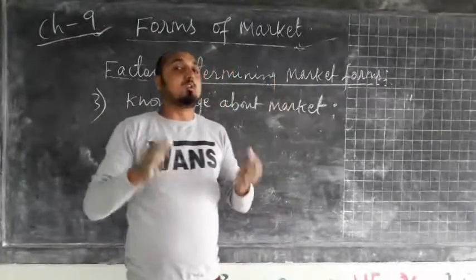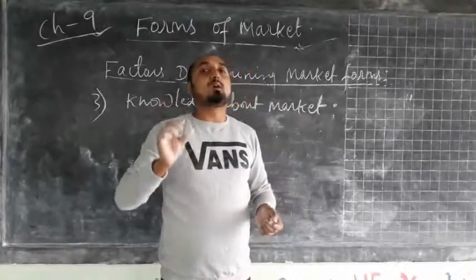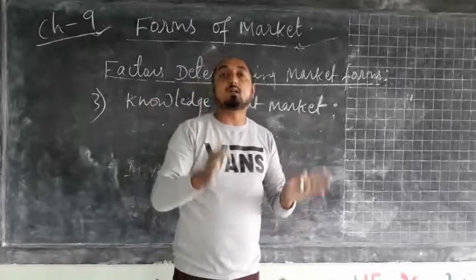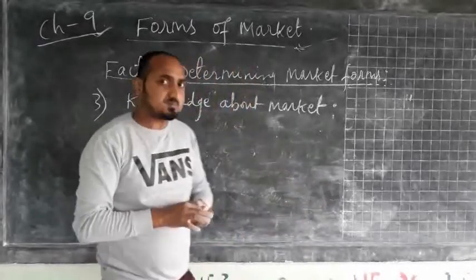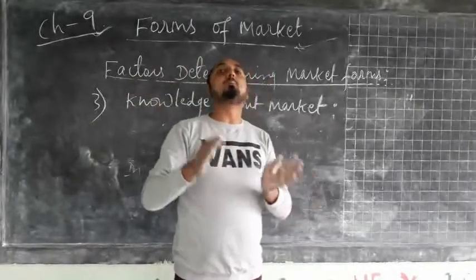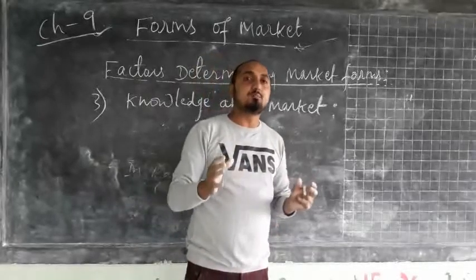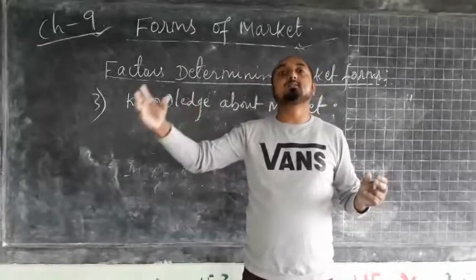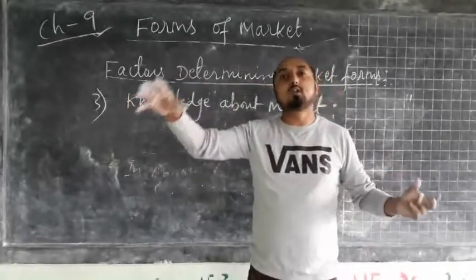So here the knowledge about the market is also one of the important factors to determine the type of market, or what type of market we are talking about. So if the buyers as well as sellers have perfect knowledge about the market condition. Market condition means if buyers know the actual prevailing price in the market, that the price of this product is 10 rupees or 20 rupees.